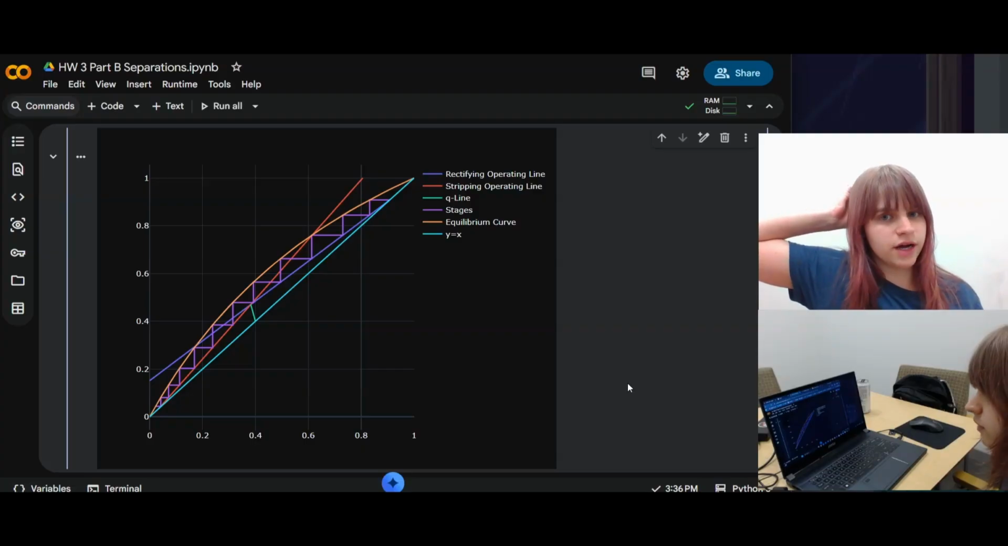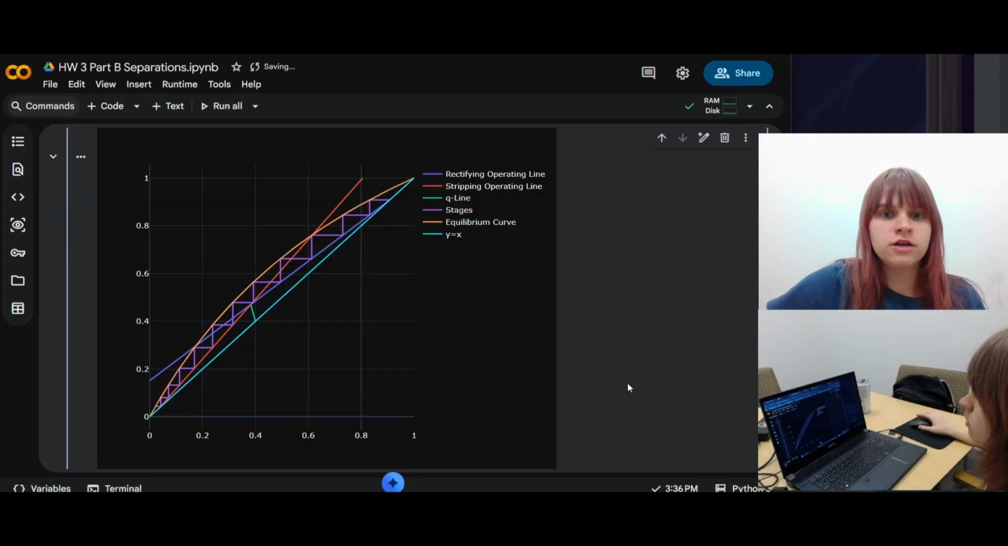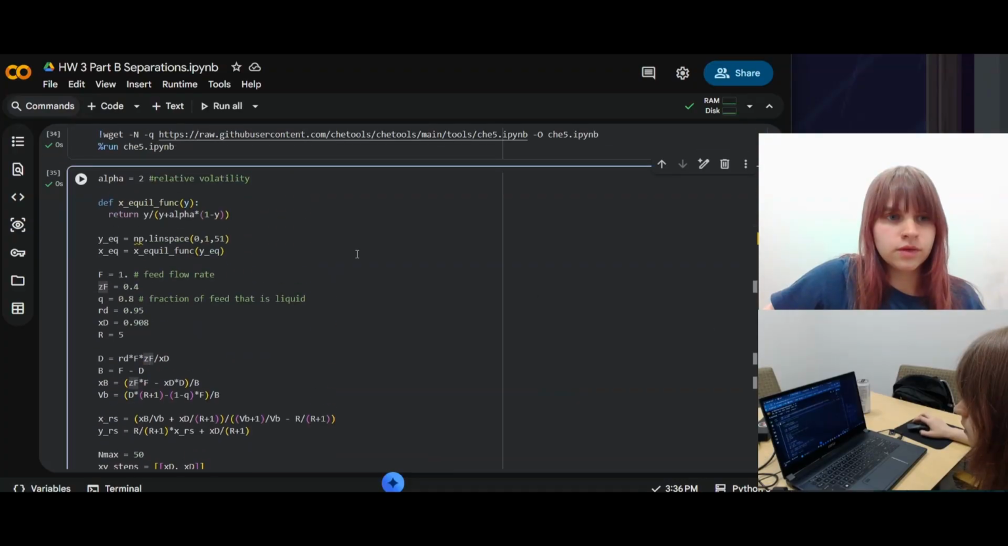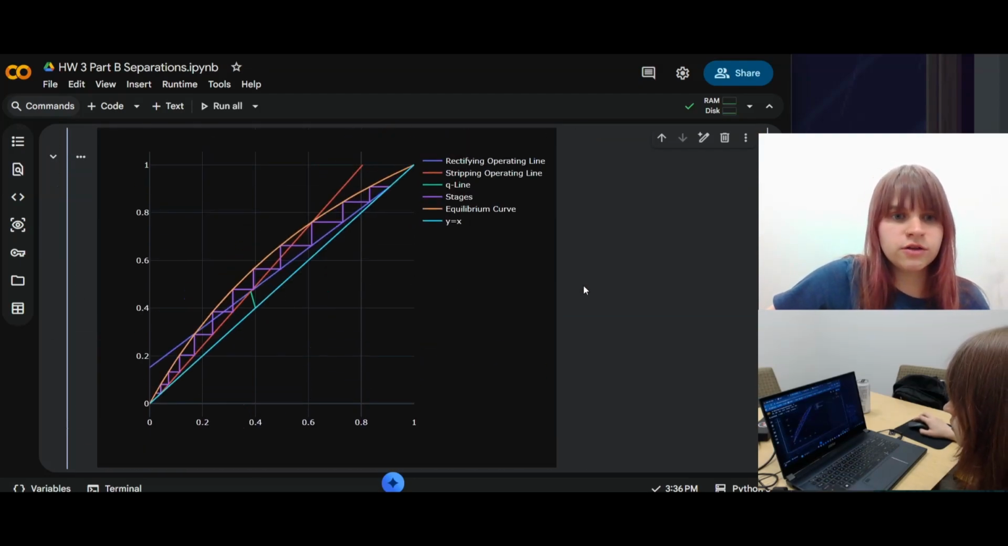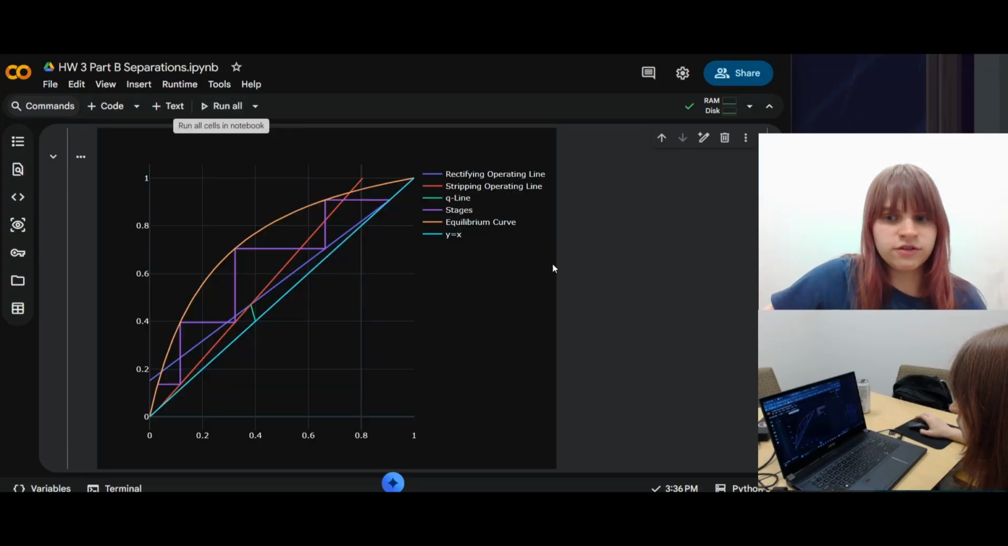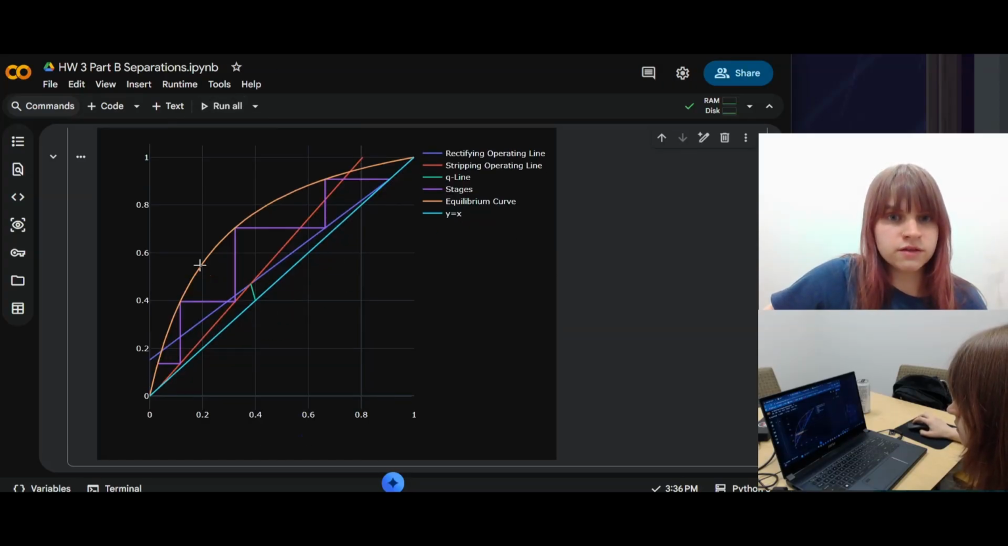Obviously, if you have a really high reflux ratio, you're not going to have as many stages. However, your whole process is going to take quite a bit longer to work, basically. And the next thing is if we alter this relative volatility. So for reference, this is what it looks like with a relative volatility of 2. And when I change that to 5, this equilibrium curve becomes much taller.